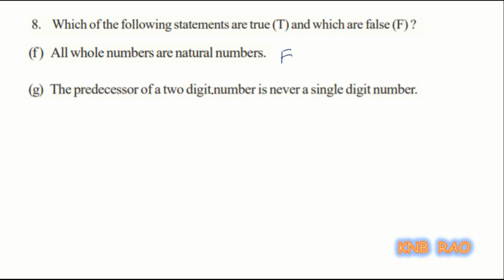The predecessor of a 2-digit number is never a single digit number. Read once again. The predecessor of a 2-digit number is never a single digit number. See, what is the predecessor of 10? The predecessor of 10 is 9. That means it is a single digit. So the statement is false.